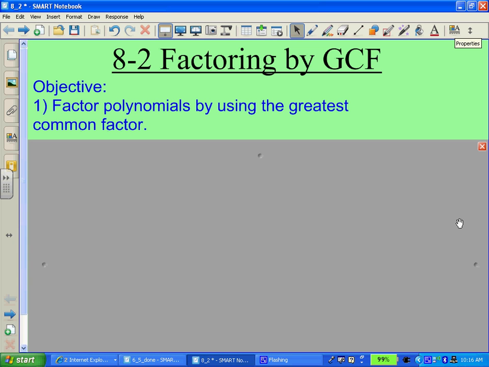Hello, this is 8-2. We're going to get into how we factor polynomials by using their greatest common factor, which we learned how to find in 8-1.